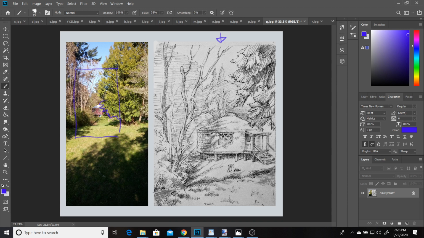I'm dealing with form in the tree. I'm trying to get the sense that there's a dark and light side, that the light is shining in a specific direction, and there's a dark side. I'm trying to get some foreground detail with the cedar boughs here, so that it seems like foreground.